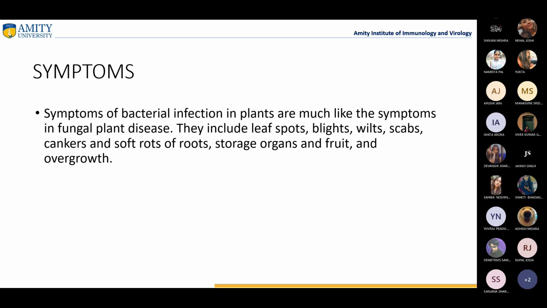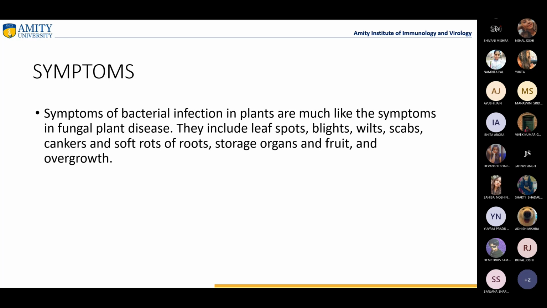So symptoms of bacterial infection are again much like symptoms of fungal diseases, as I told you in the beginning. Cankers are caused by fungal pathogens, and they are also caused by bacterial pathogens. Scabs are caused by fungal pathogens, and also by bacterial pathogens. Wilts are caused by fungal pathogens, and there are bacterial wilts also. Galls are caused by fungal pathogens, and galls are also caused by bacterial pathogens.